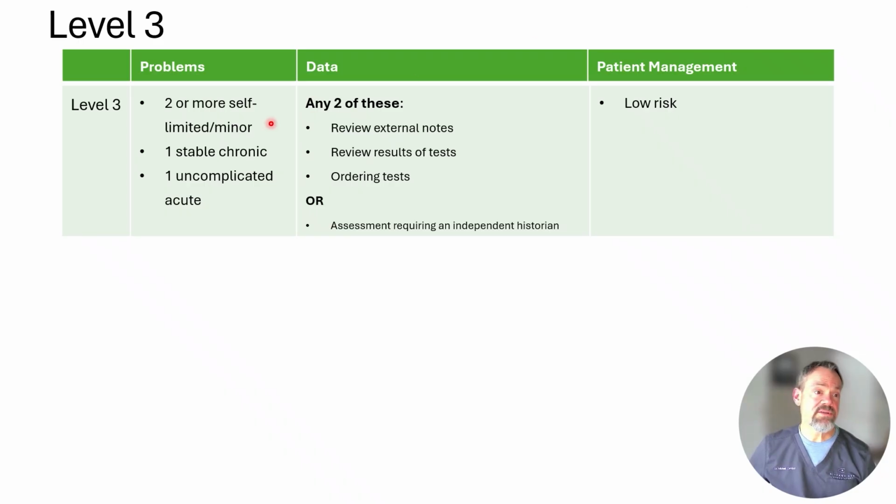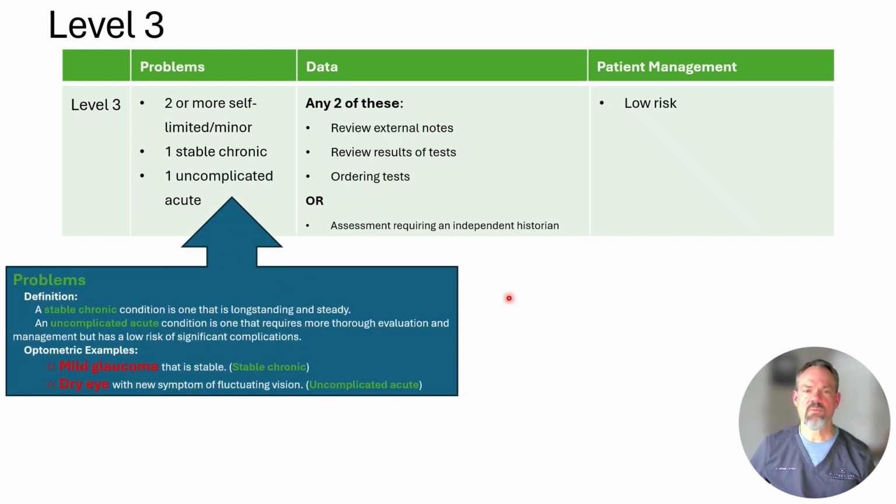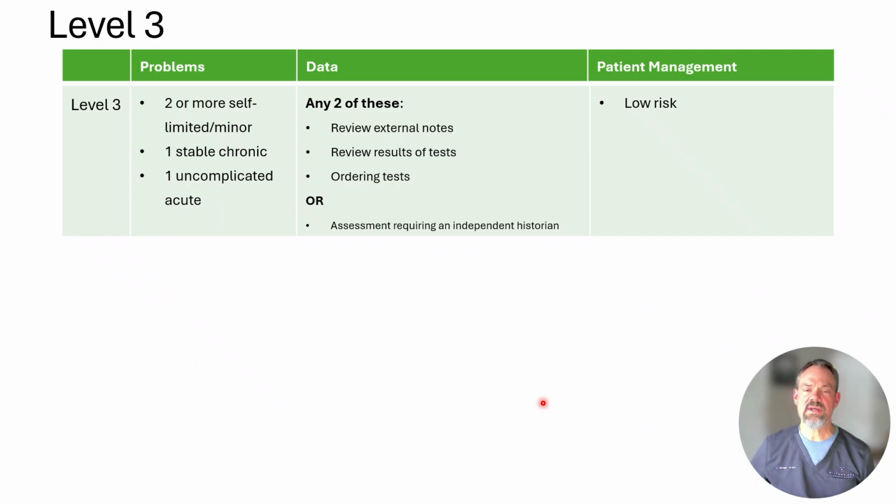Well, under level 2, we discussed self-limited minor, but now if we have 2 of those, we can meet a level 3 criteria. One stable chronic condition, one that's long-standing and steady, and an uncomplicated acute requires more thorough evaluation, but low risk of complications. So 2 examples might be mild glaucoma, that would be an example of stable chronic, glaucoma that's stable, and an uncomplicated acute might be dry eye with a new symptom of fluctuating vision.